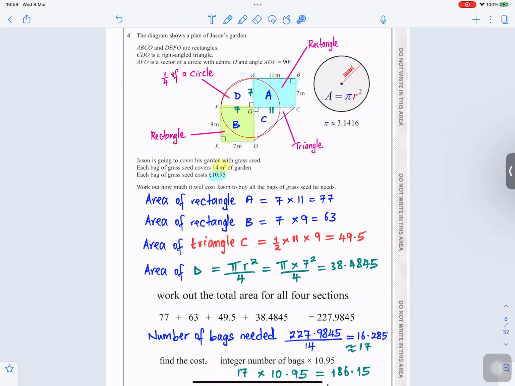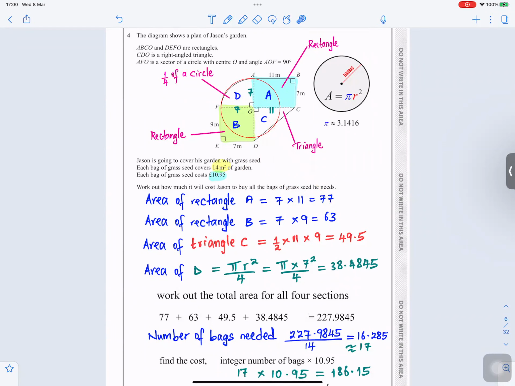So the area of rectangle A, 7 times 11 is equal to 77. So we've got the area of A. The area of rectangle B, 7 times 9 is 63. So the area of rectangle B is 63. The area of triangle C, half base times height, is 49.5. So the area of triangle C is 49.5.